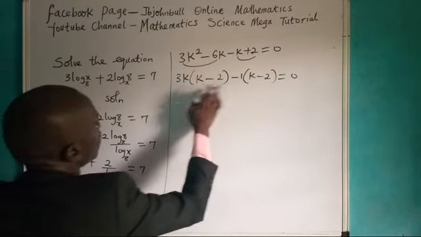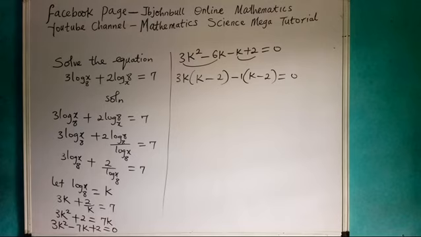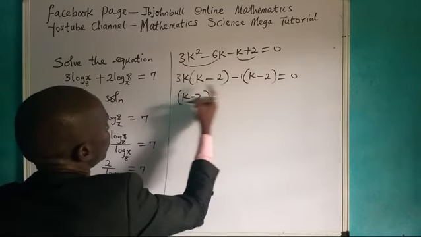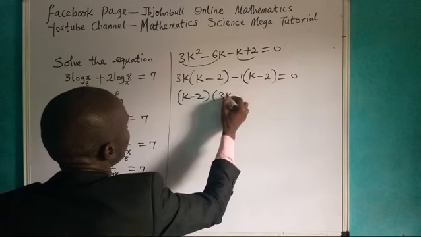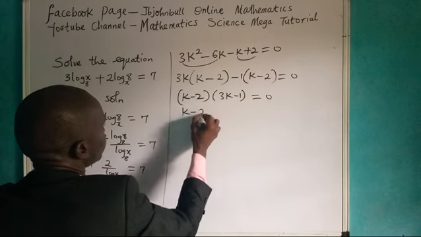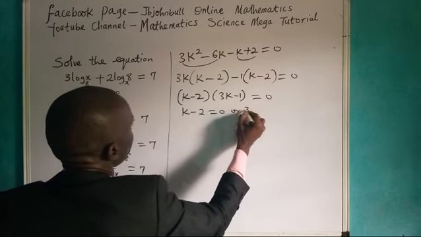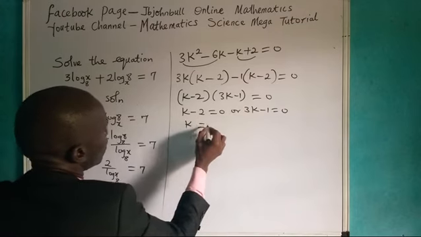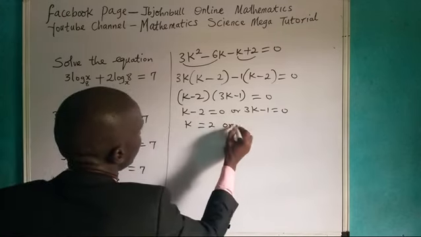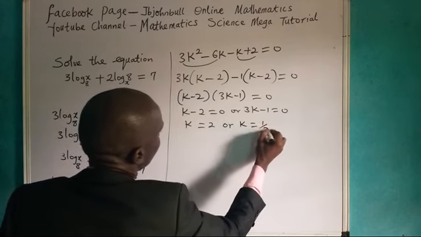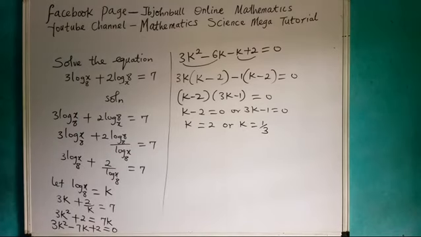Now I can take one of the brackets, since the bracket is common. Whenever we are dealing with a quadratic equation, the bracket must be the same, must be common. Now I can pick one from the bracket; I will not pick the one outside. It means that we have k minus 2 equals 0 or 3k minus 1 equals 0. Now I can make k the subject: I will have k equal 2 or k equal 1 over 3. That is making k the subject of the formula.